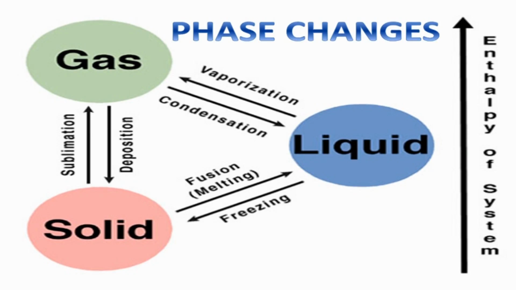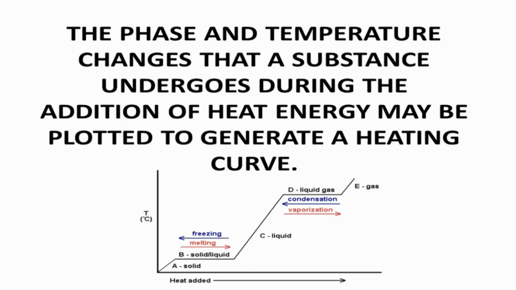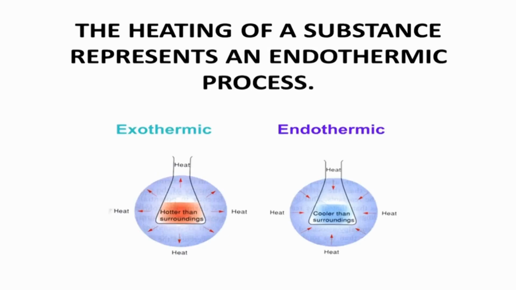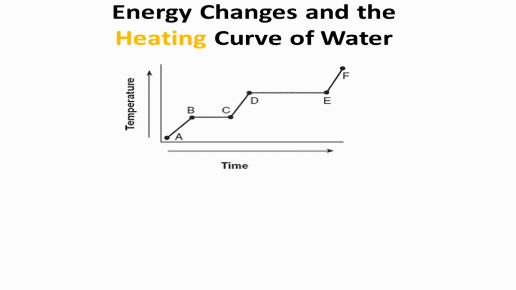Finally, phase changes and the heating curve. All substances will undergo phase changes at a particular pressure during the application or extraction of an appropriate amount of heat energy. The phase and temperature changes that a substance undergoes during the addition of heat energy may be plotted to generate a heating curve. The heating curve of a substance represents an endothermic process. The following explanation only applies to the heating curve of a sample of water at 1 atmosphere of pressure, or standard pressure. Energy changes and the heating curve of water.